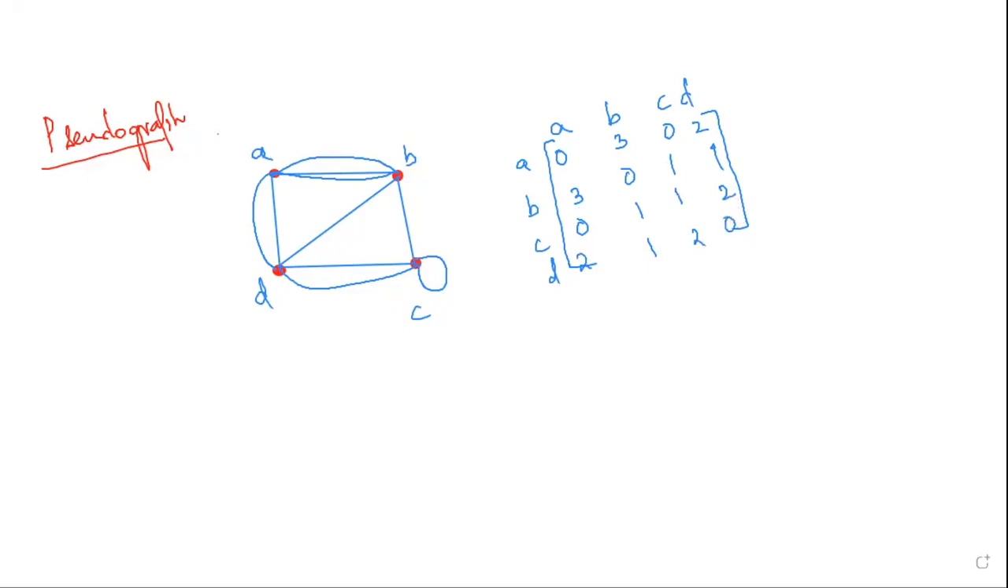So this is the case when we are writing an adjacency matrix for a pseudo graph. Then basically what we have to do is count the number of multiple edges. If we have a loop, we are supposed to write the value 1. That is, C is connected to C, so that is the reason we are writing 1.